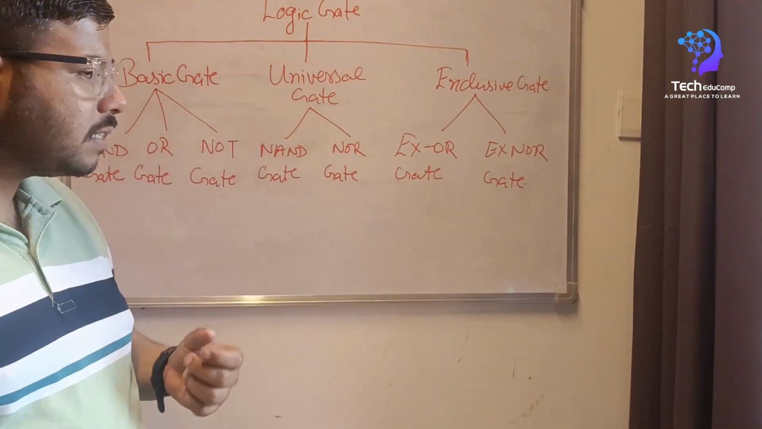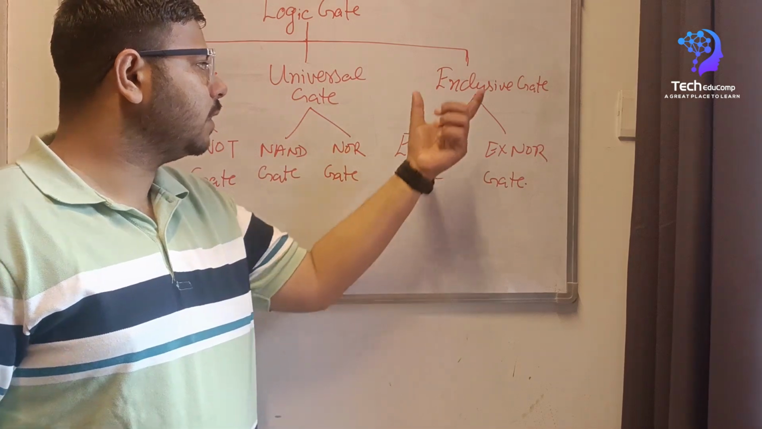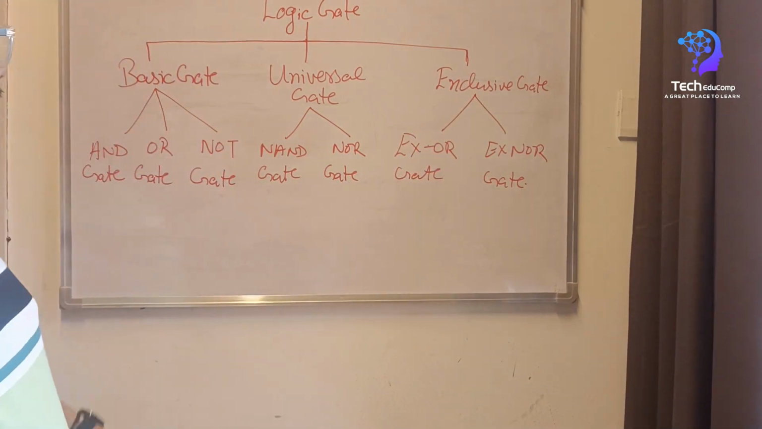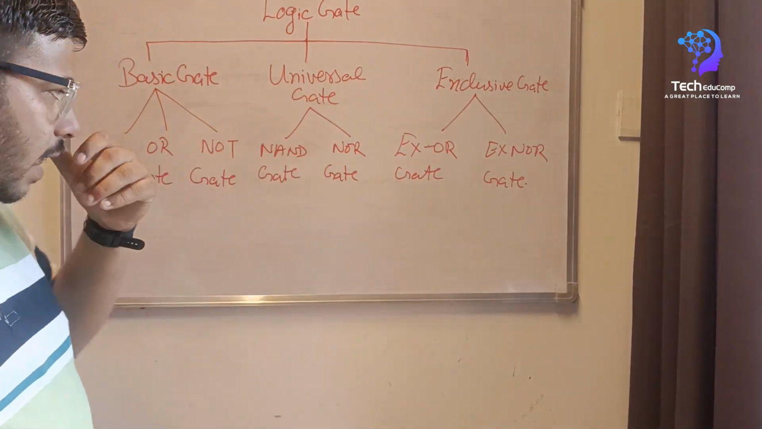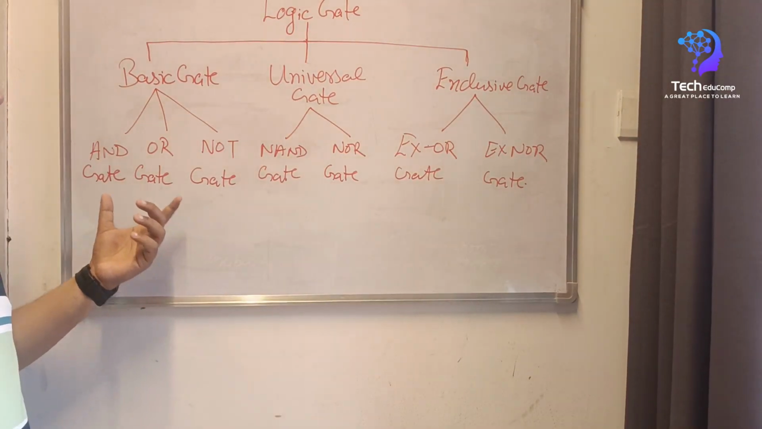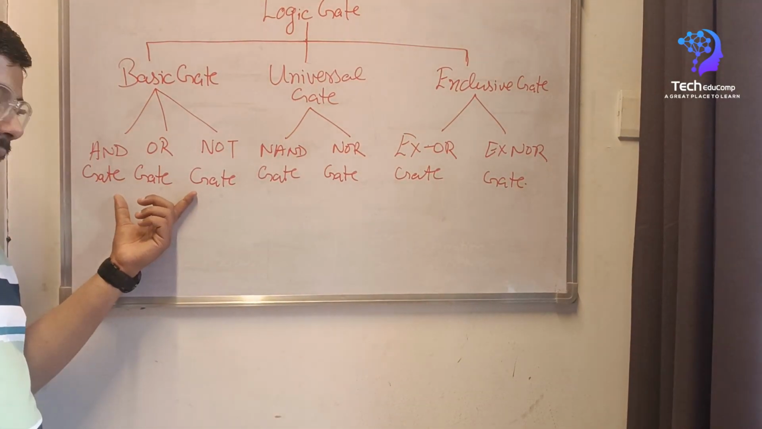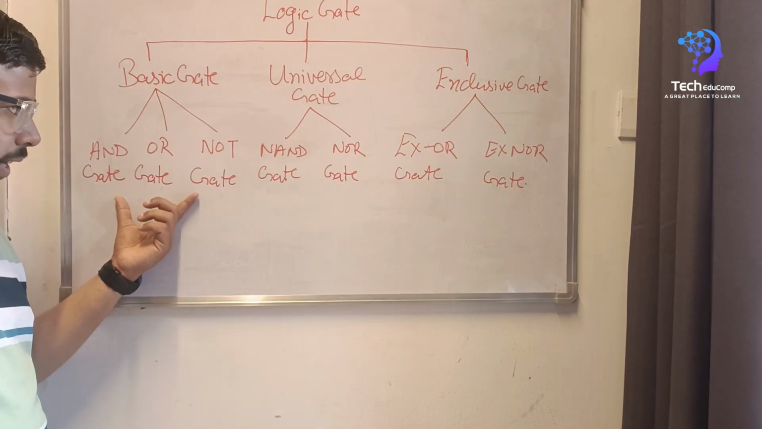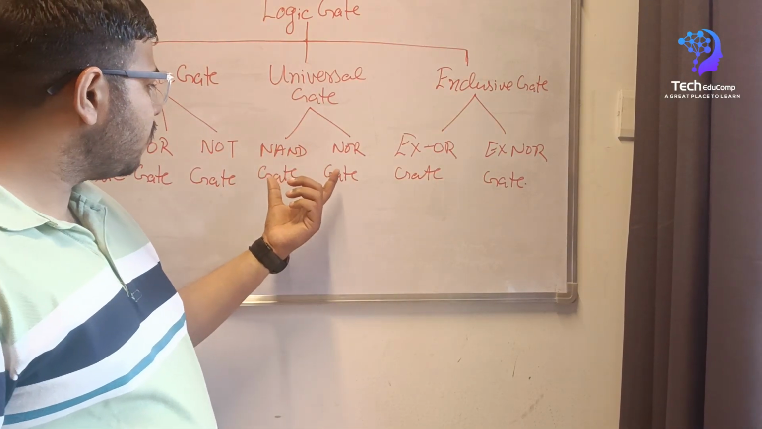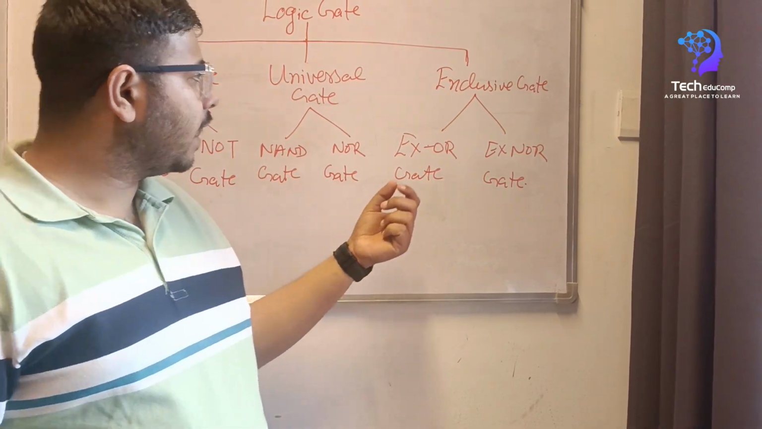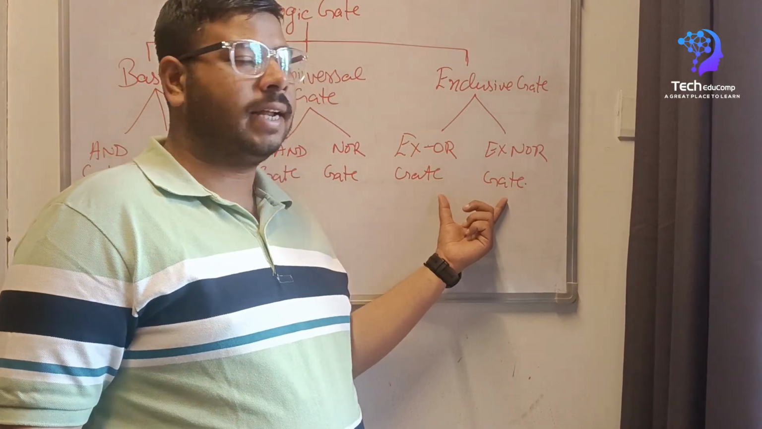Basically we have three types of gates. One is basic gates, the second is universal gates, and the third is exclusive gates. Under these three categories, we have seven types of logic gates. Under basic, we have AND gate, OR gate, NOT gate. Under universal gates, we have NAND and NOR. Under exclusive, we have XOR and XNOR.